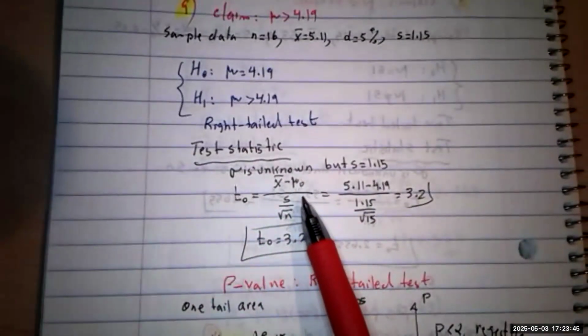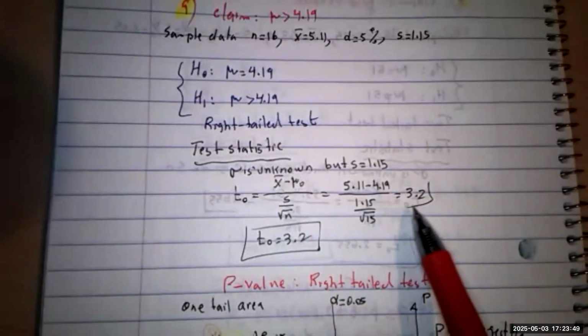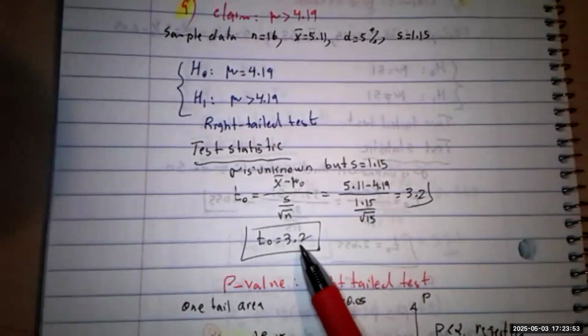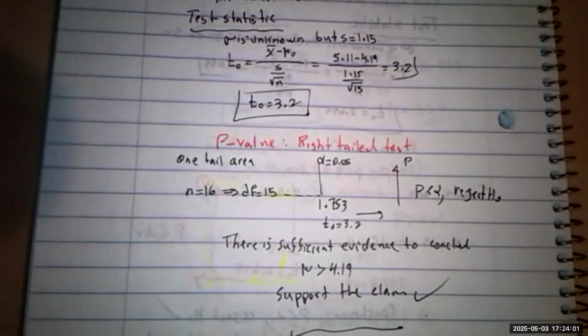So t equals x bar minus mu naught over s over radical n, if you want to use it manually. You substitute that and it gives 3.2, and the t naught is 3.2. Okay, then you have to find the p-value. It's a one-tail test, if you want to use the table.